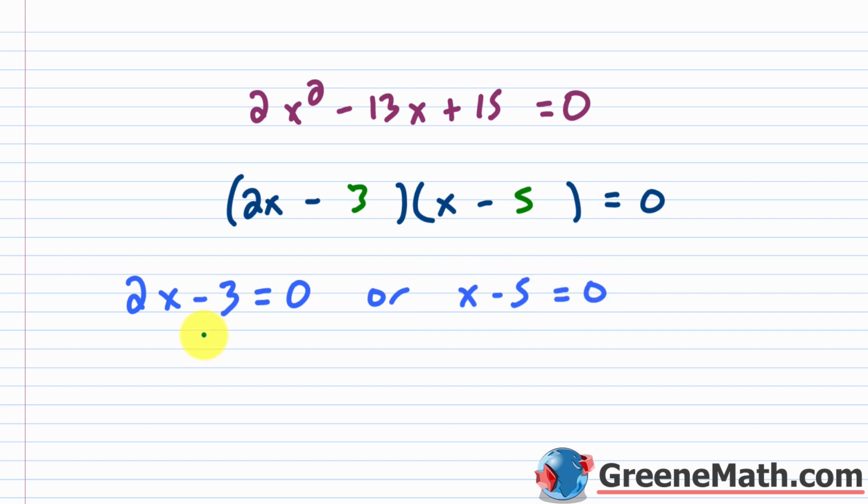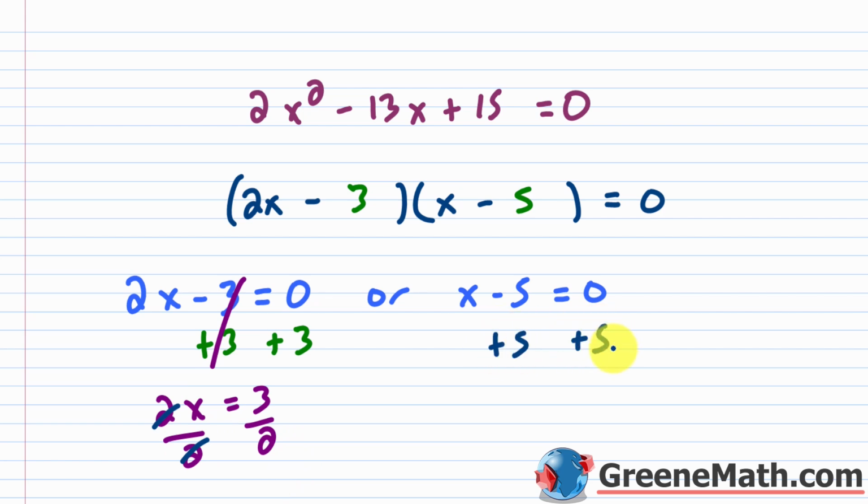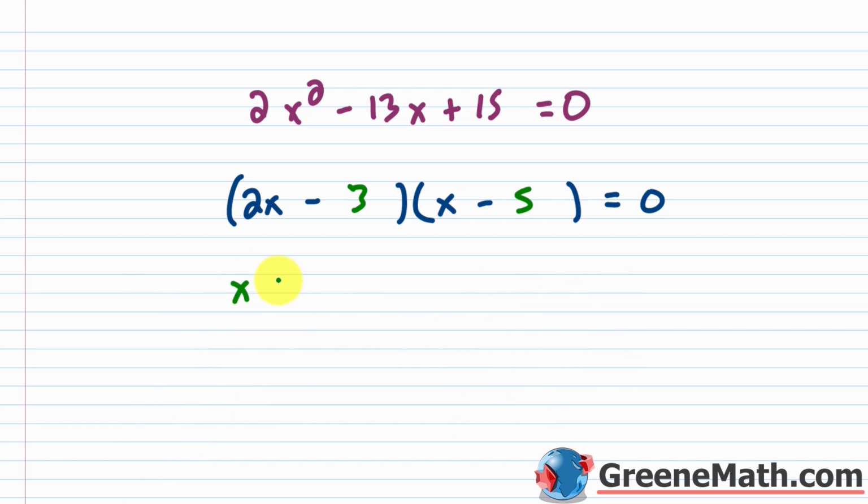So we're going to add 3 to both sides of the equation, and this cancels. We're going to get 2x is equal to 3, and then we're going to divide both sides of the equation by 2, and we get x equals 3 halves. Over here, let's add 5 to both sides of the equation, so this cancels. We're going to get that x is equal to 5. So you get x equals 3 halves, or x equals 5. Let me actually write that like this. I'm just going to put x is equal to 3 halves, comma, and then you could say x could also be 5.